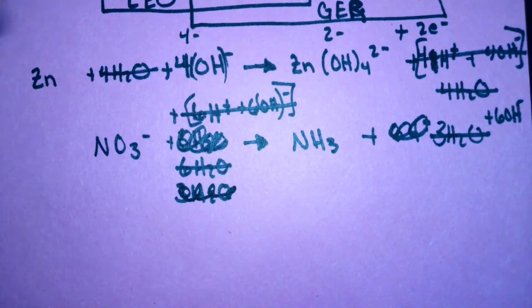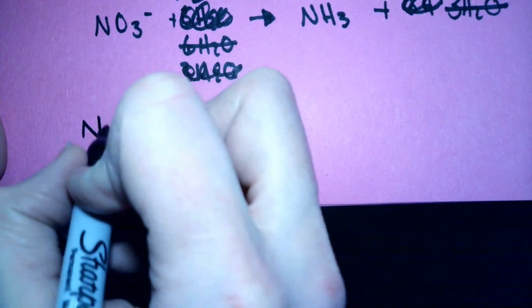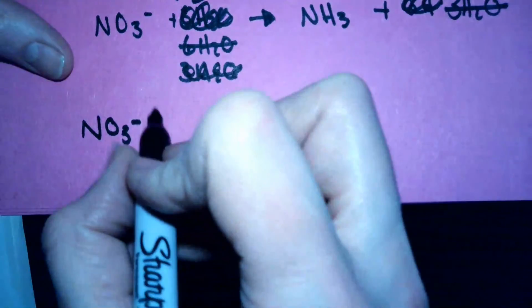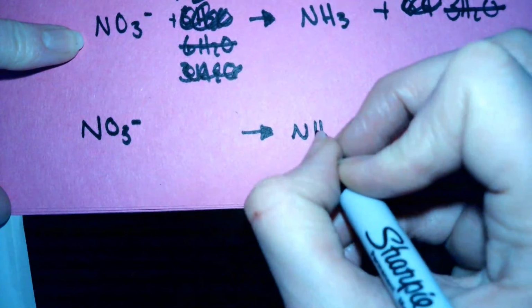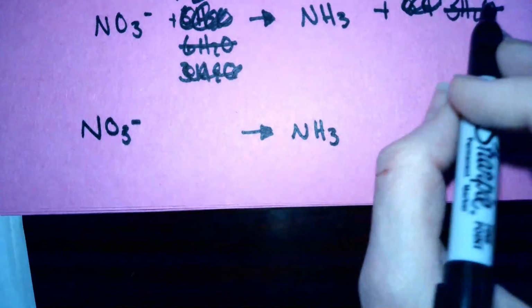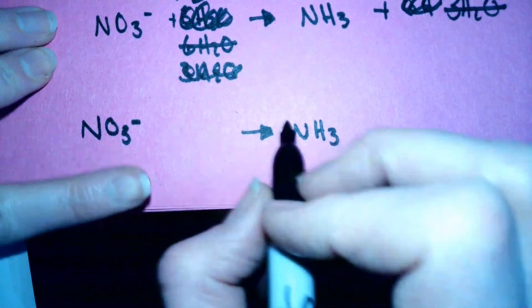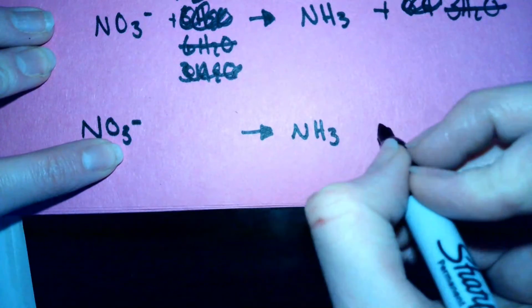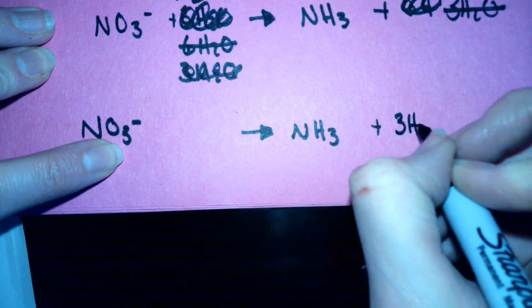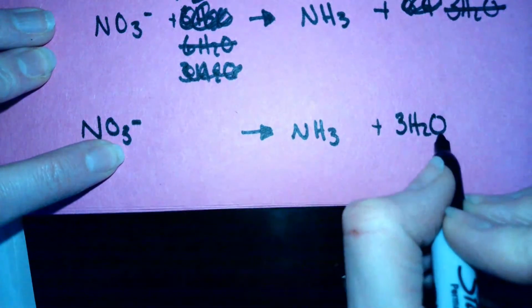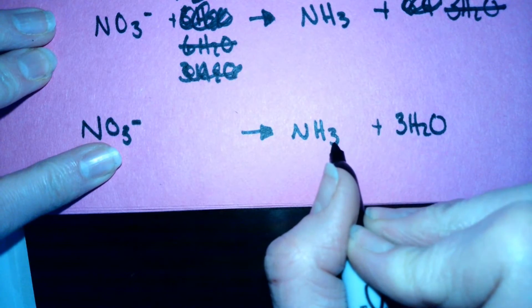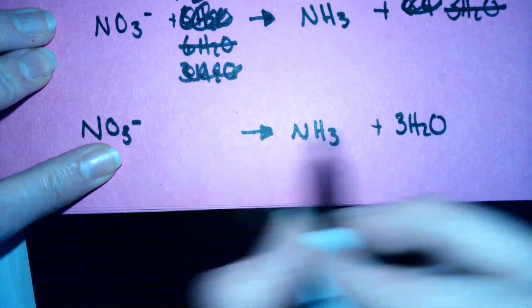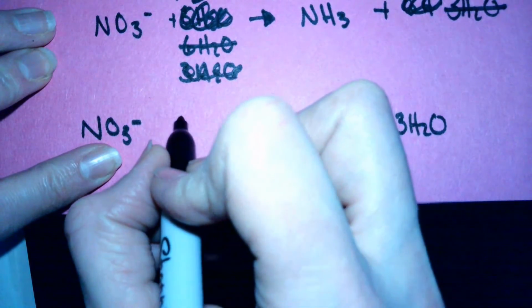You're going to see me scratch off a whole bunch, so I'm going to rewrite this so you can follow what I'm talking about. So I still have my nitrate, and it reacts to form my NH3 that I had. What I had done was first I added my 3 H2Os, which gave me the 3 oxygens, but then I had 6 hydrogens plus 3. That's where I went wrong. I put 6 over there, and I should have added my 3 hydrogens to it to get 9 H+.